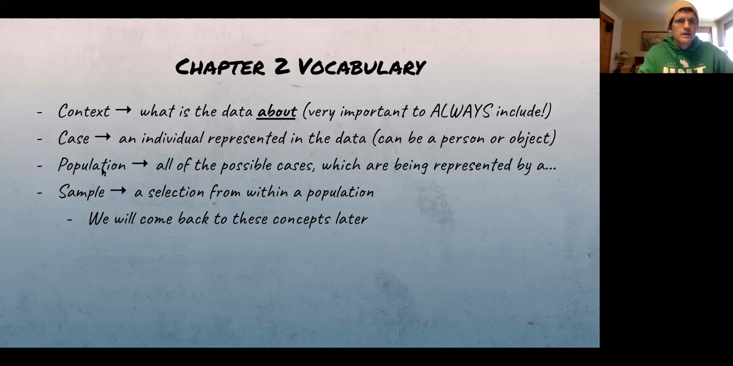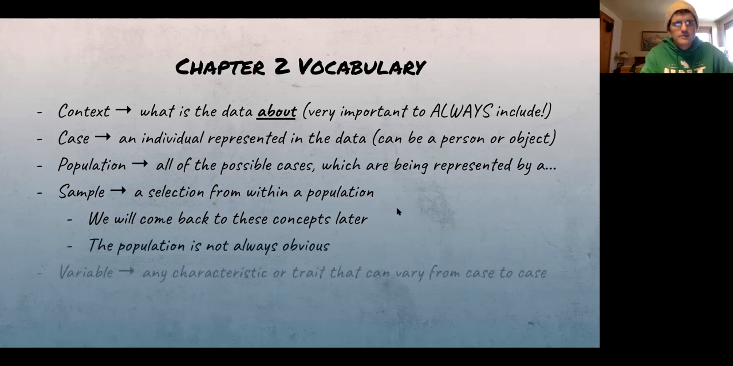So anyways, when we talk about populations, this is all the possible cases of a particular population. This doesn't mean the entire world, but we could be interested in the population of Flagstaff. And we might take a sample from within Flagstaff. So the population would be Flagstaff. The sample would be maybe 100 people. These will be more important later, but it's worth mentioning at the beginning. The population is not always obvious. So that will be something we come back to also.